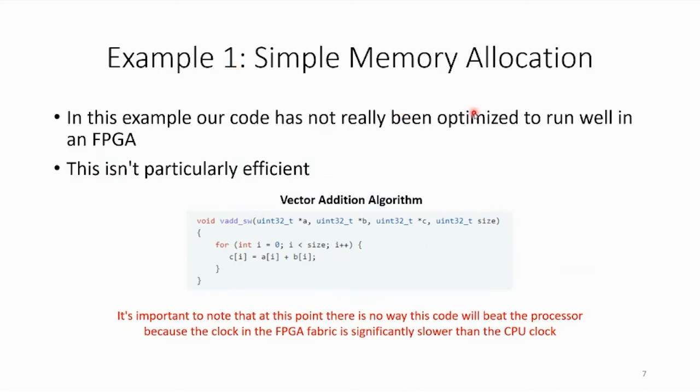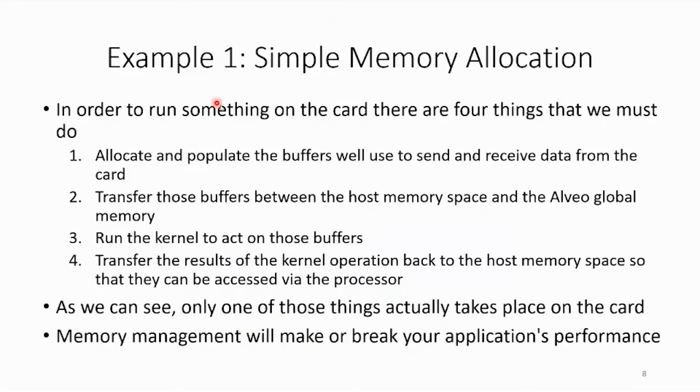Example one is a simple memory allocation, and in this sample we will run this code. As we can see, this code has not been optimized to run on the FPGA, so it is particularly inefficient. In this code, it will run faster on the CPU than on the FPGA because the CPU's clock is higher than the FPGA's. In this code, in one cycle we do one add.